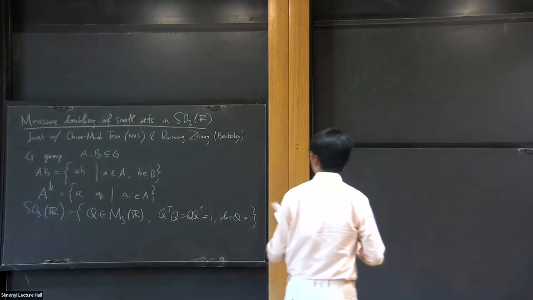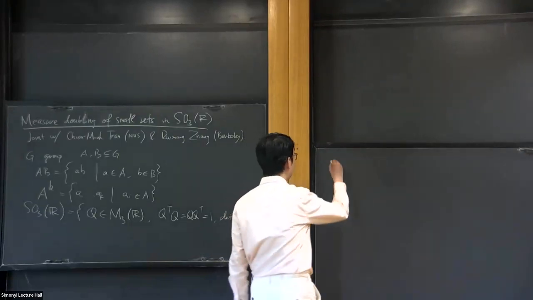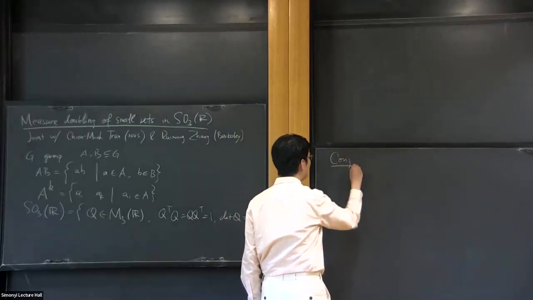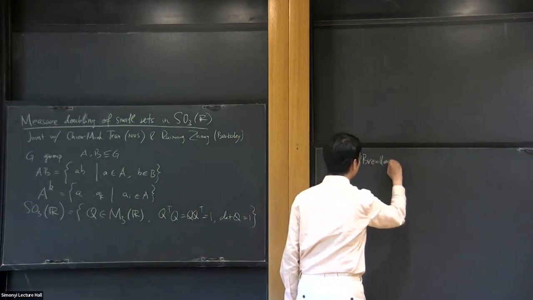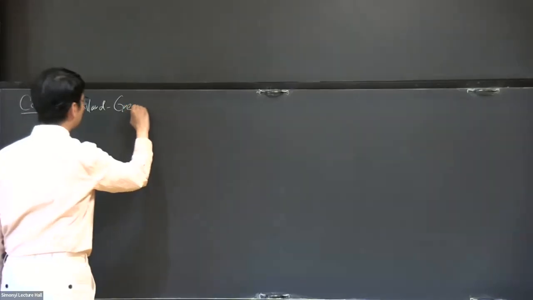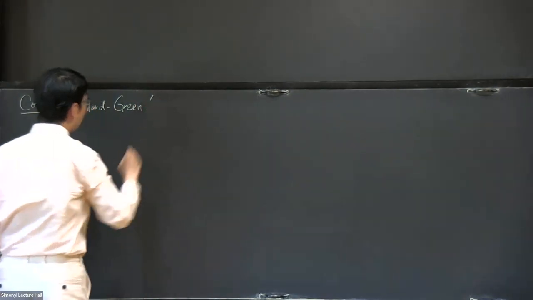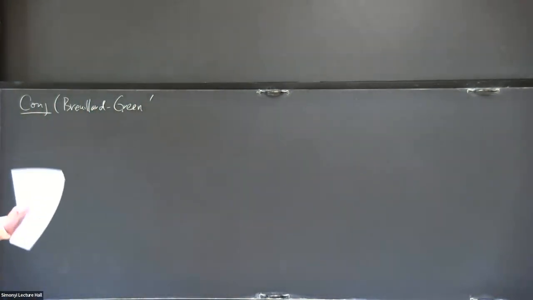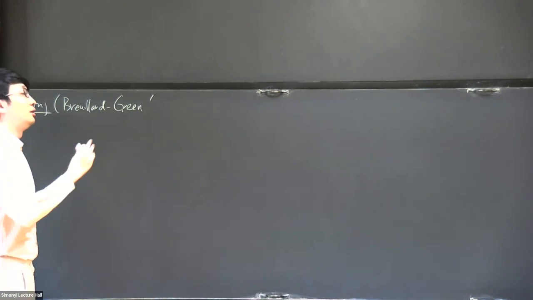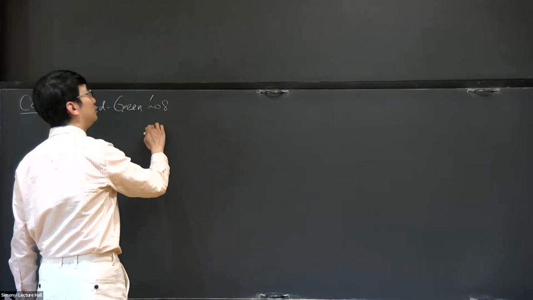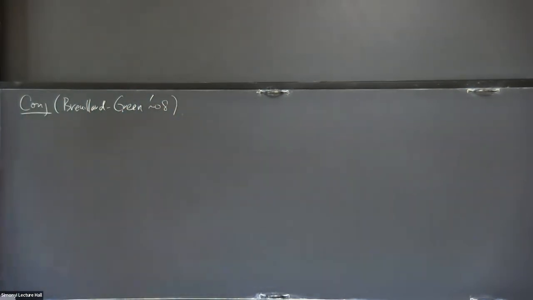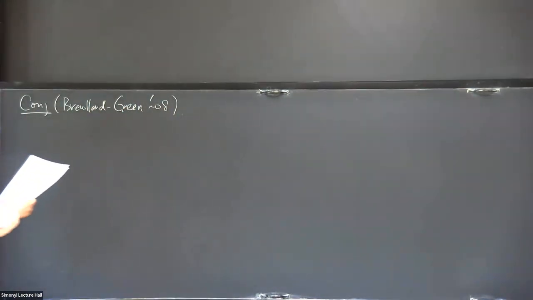So in this talk, I'm interested in the conjecture by Breuillard and Green. They didn't tell me the time, but they told me it's around 15 years ago. Roughly 2008, if I computed it correctly. Like roughly 15 years ago.